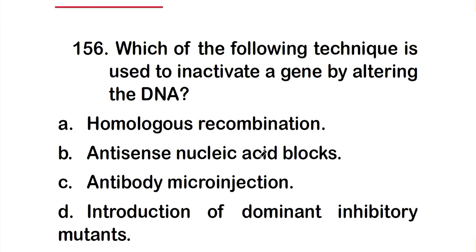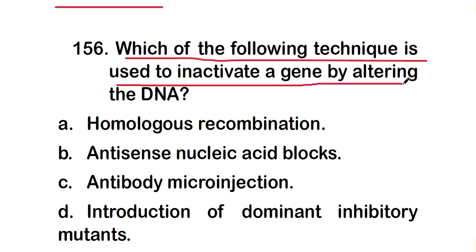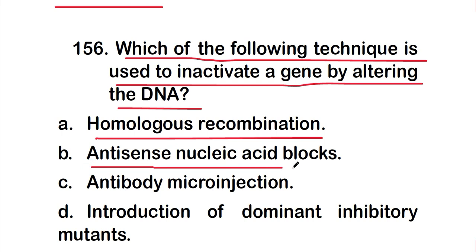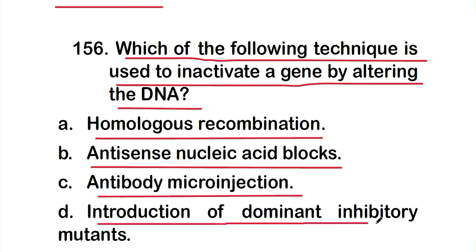Next question is 156, that is, which of the following techniques is used to inactivate a gene by altering the DNA? And options are option A, homologous recombination, option B, antisense nucleic acid blocks, or option C, antibody microinjection, or option D, introduction of dominant inhibitory mutants.